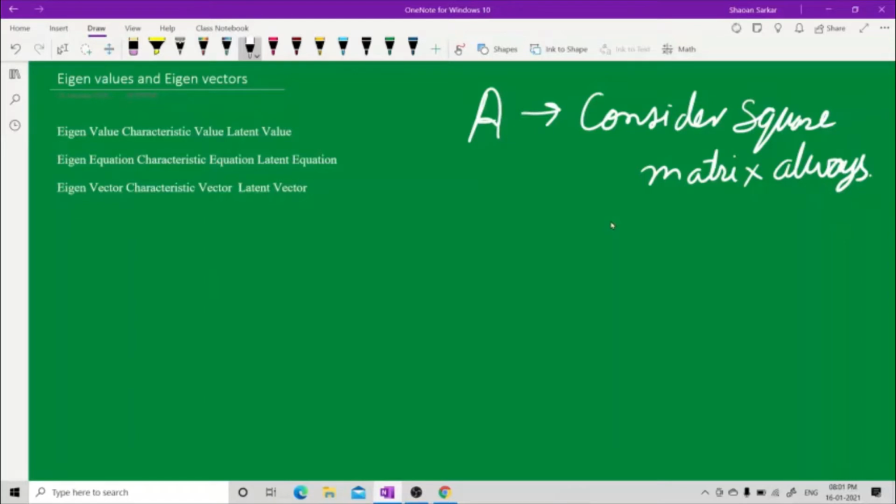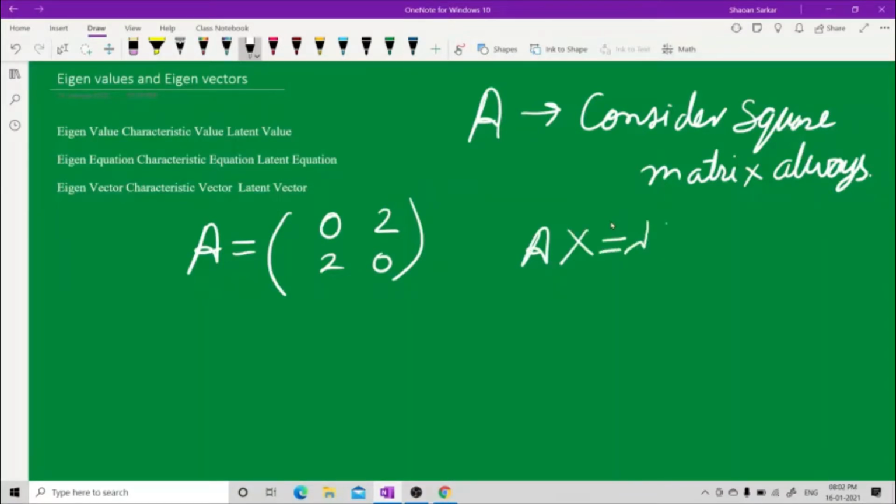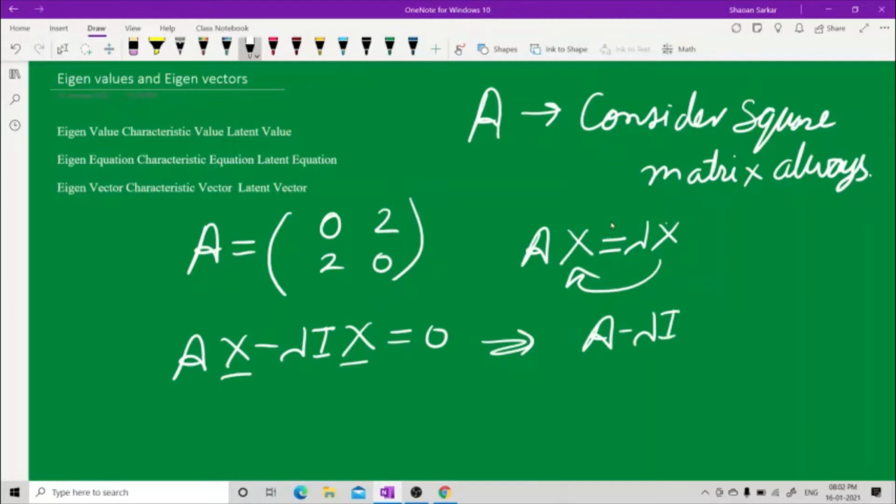That's all. So I have a matrix A. Let me take one example: 0, 2, 2, 0. Now, how to write down the equation? Some vector x will give me lambda x, that is, A x equals lambda x. Now bring this to this side: A x minus lambda I x, because multiplying with an identity matrix doesn't matter, gives 0. Take x out: (A minus lambda I) x is 0.